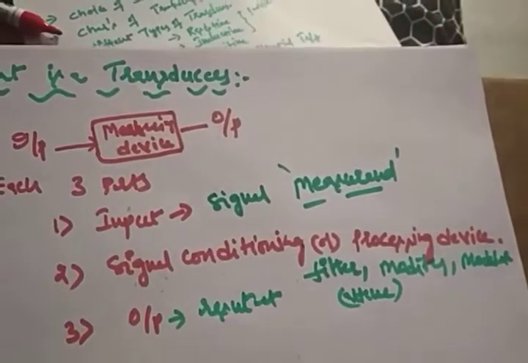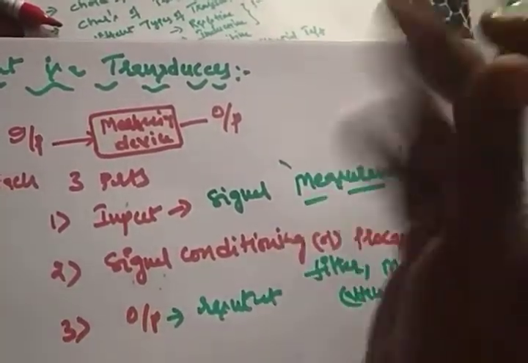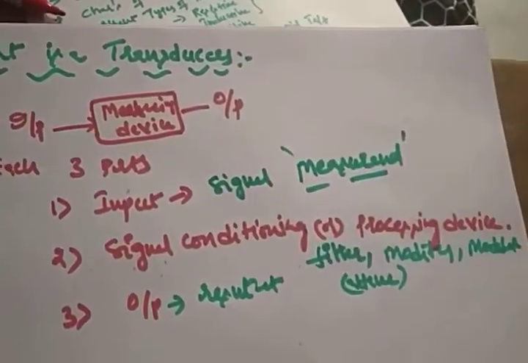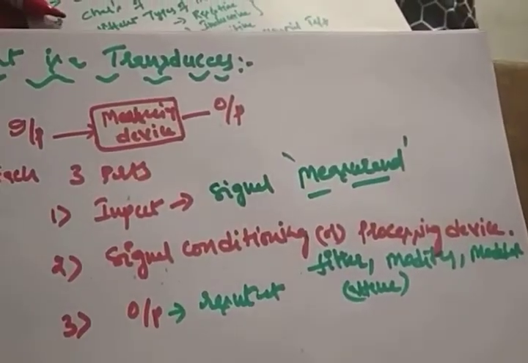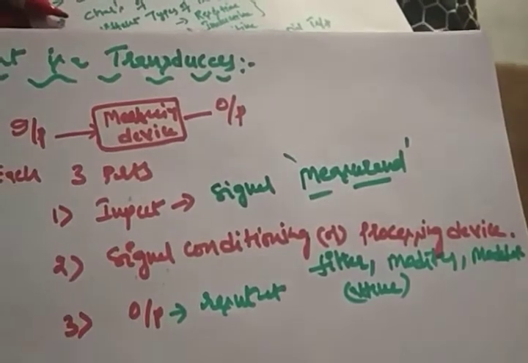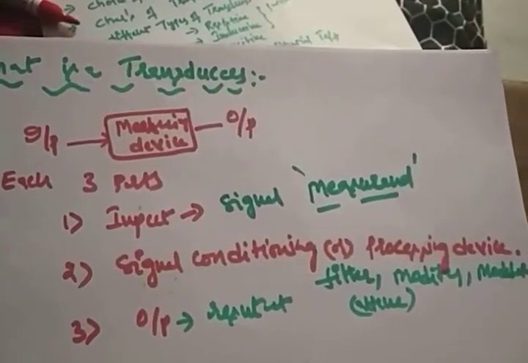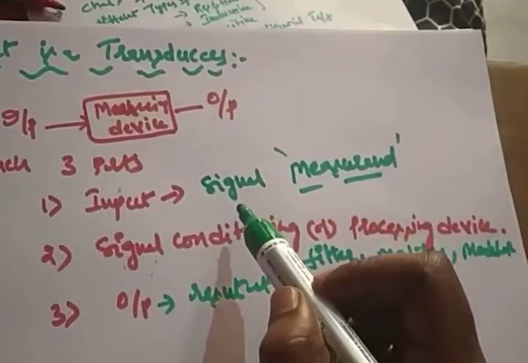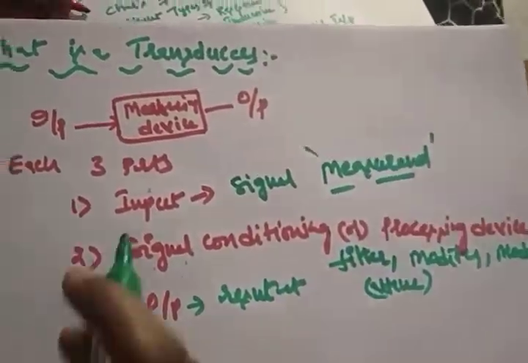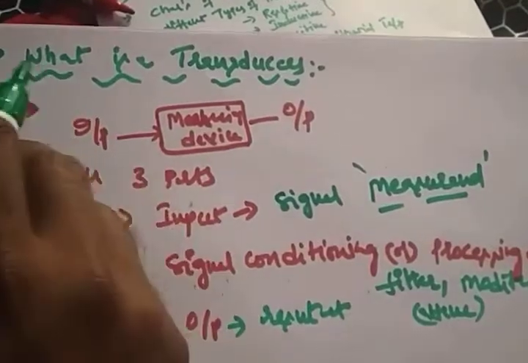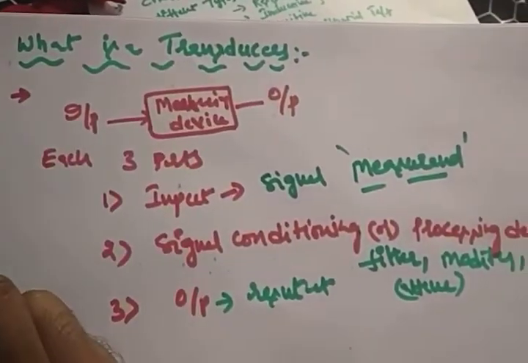So what is the input? Input is nothing but the signal which is given to the instrument in order to find the result, right? This is my signal. So what is the output of that signal? That is nothing but the instrument, right? That signal we can call a measurand. Measurand means the input signal which we are giving to the instrument. So that is called a measurand.